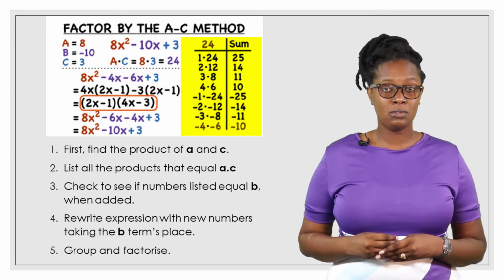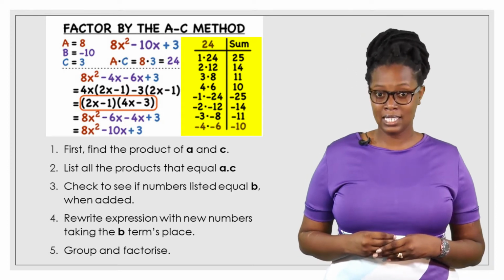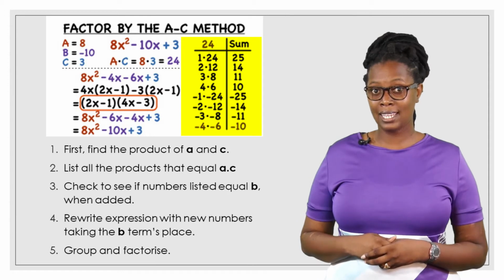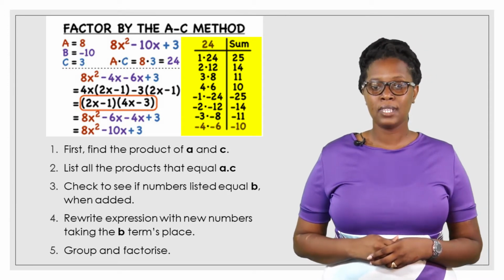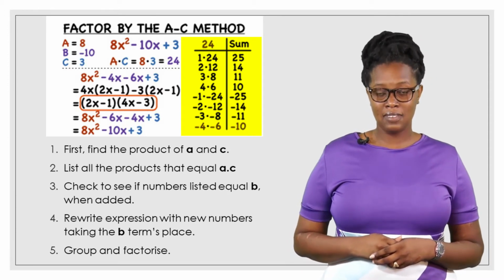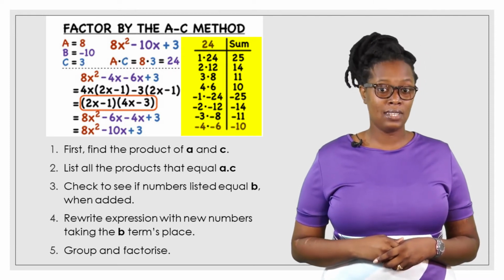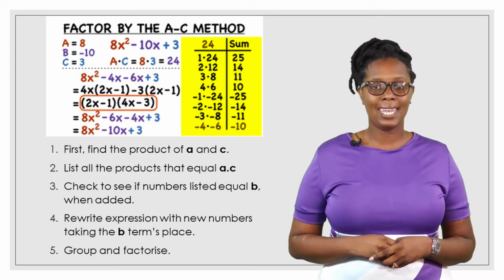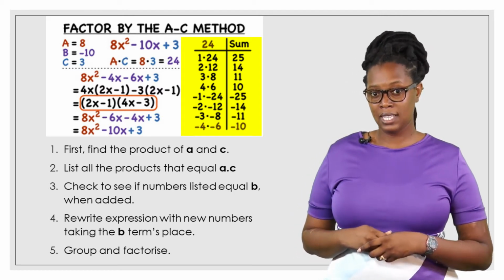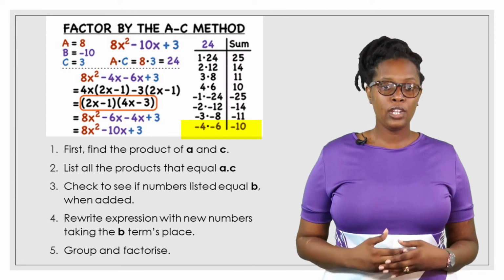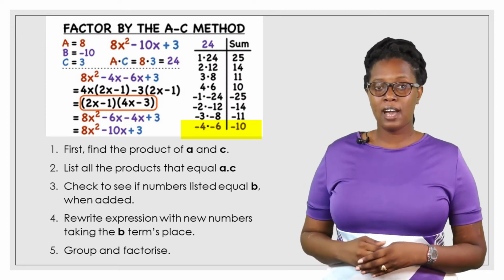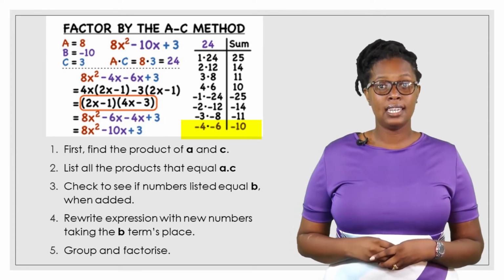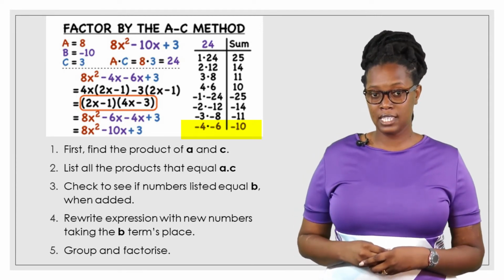Negative 1 and negative 24, when added, gives us negative 25. Negative 2 and negative 12, when added, gives us negative 14. Negative 3 and negative 8, when added, gives us negative 11. And finally, negative 4 and negative 6, when added, gives us negative 10. So we know that the only pair of factors that when added would give us negative 10 is negative 4 and negative 6.